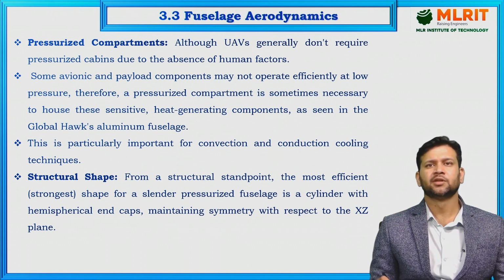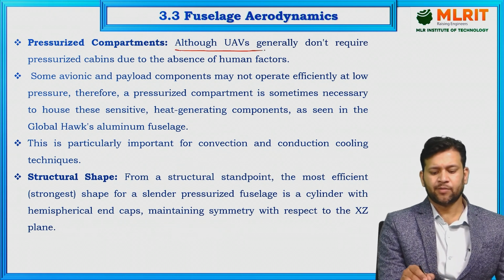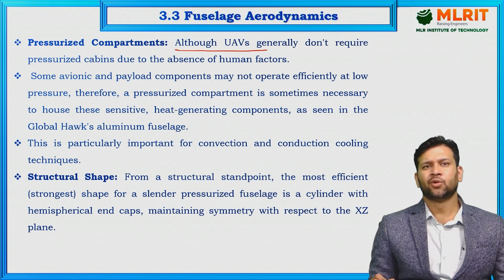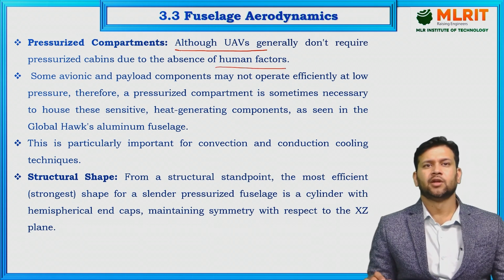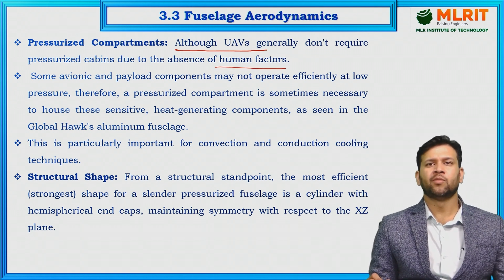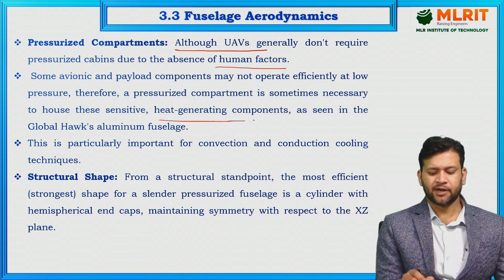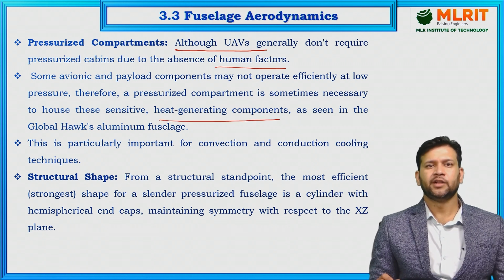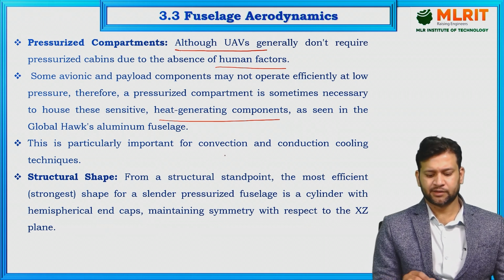Pressurized compartments. Although unmanned air vehicles generally don't require pressurized cabins due to the absence of human factors, some avionic and payload components may not operate efficiently at low pressure. Therefore, a pressurized compartment is sometimes necessary to house these sensitive heat generating components, as seen in the Global Hawk's aluminum fuselage. It is particularly important for convection and conduction cooling techniques.